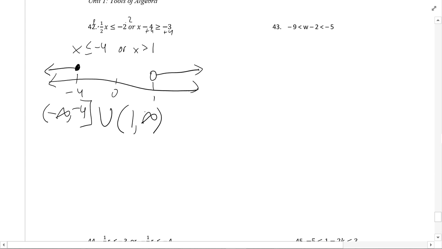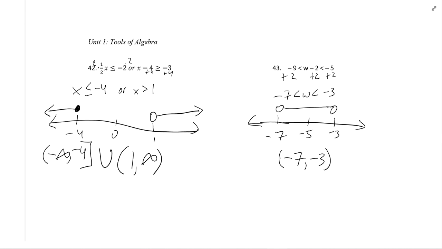Okay. I want you to try to do numbers 43, 44, and 45. So pause the video and try those. Okay, so let's see how you did. So for this one, we got negative 7 is less than W, which is less than negative 3. So here's what our drawing looks like. And remember our interval. Both of them are not included, so it's parentheses for both of them.